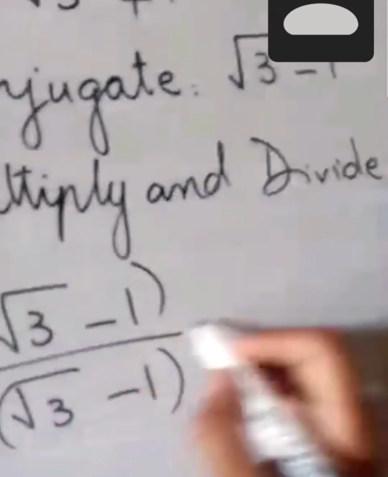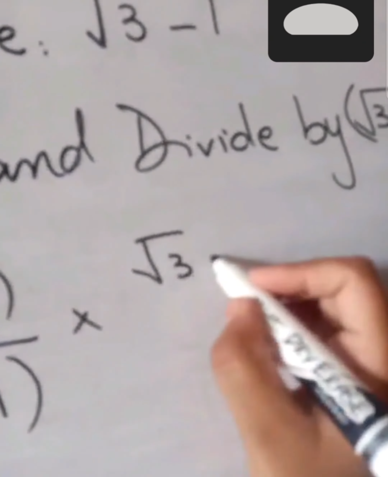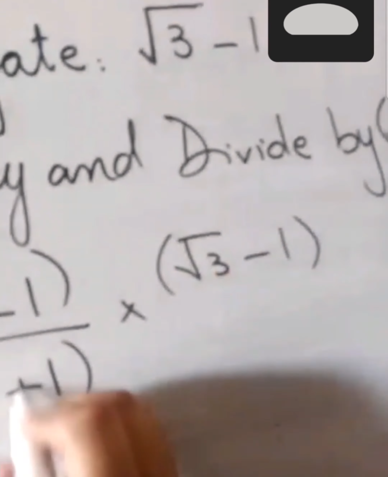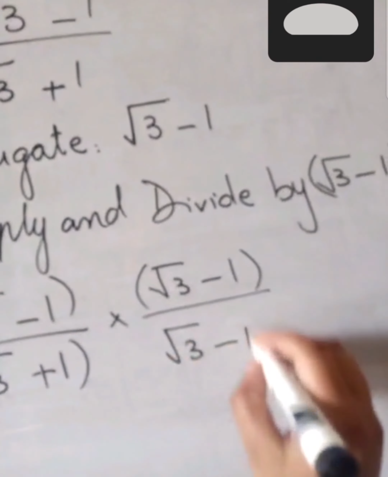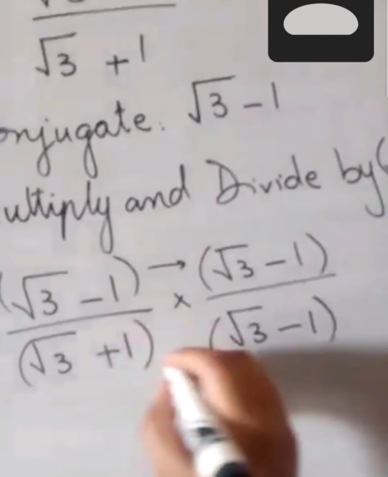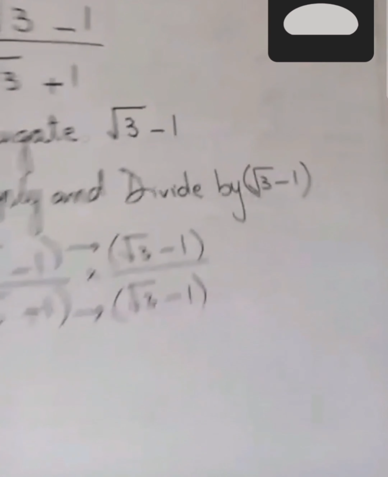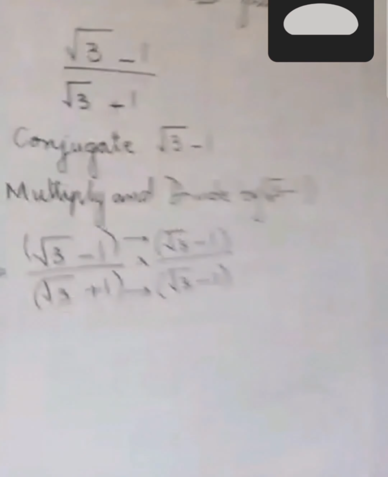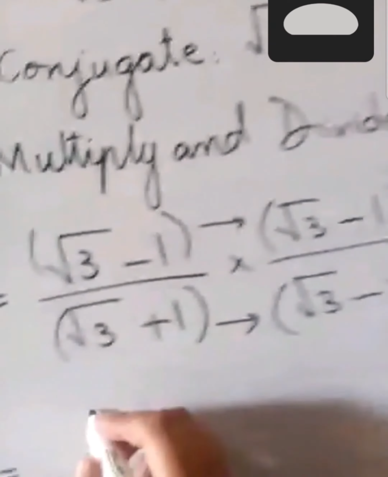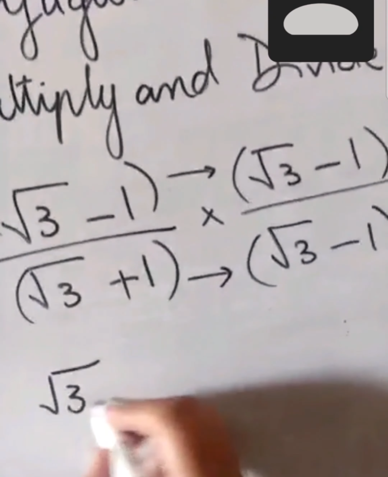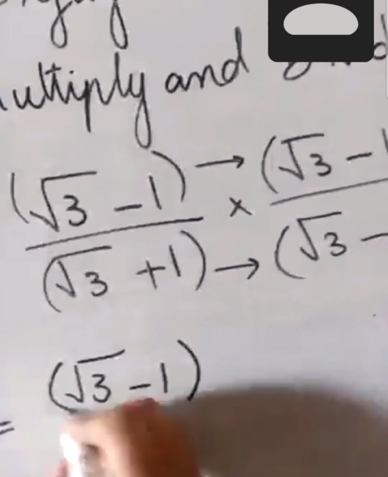Write them in the bracket. Multiplied by square root 3 minus 1. Sorry, it was plus in the denominator. Over square root 3 minus 1. Again, numerator will be multiplied by numerator and denominator will be multiplied by denominator. Now check. Square root 3 minus 1 and square root 3 minus 1. Same terms are repeated.